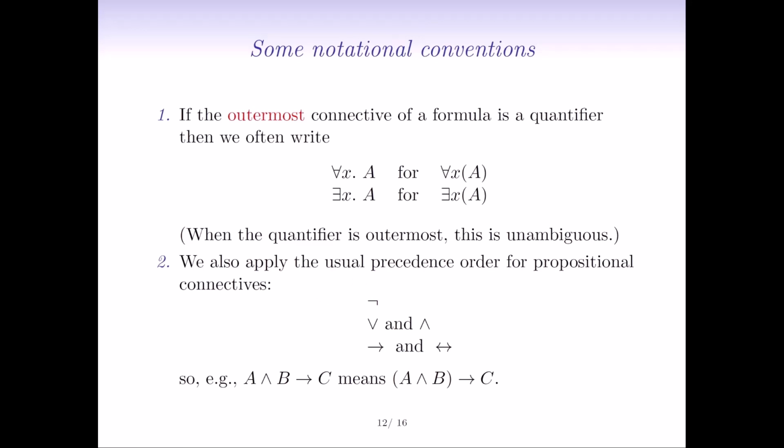Also, there's the usual precedence order for propositional connectives. So negation binds tighter than the other connectives. I don't think I really used this before, but quite often we also consider or and and, so disjunction and conjunction, to bind tighter than implication. So typically when you write down this formula, A and B implies C, then you really mean (A and B) implies C, and not A and (B implies C). Usually I'll try and keep the brackets in just to keep things unambiguous, but I might drop them sometimes.